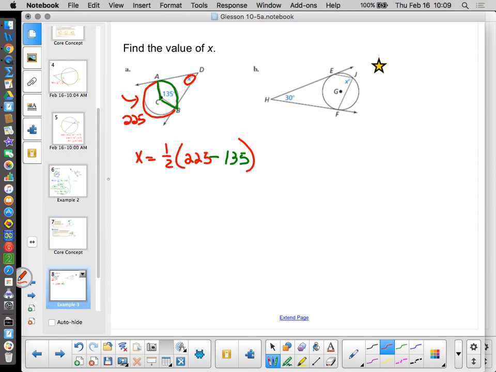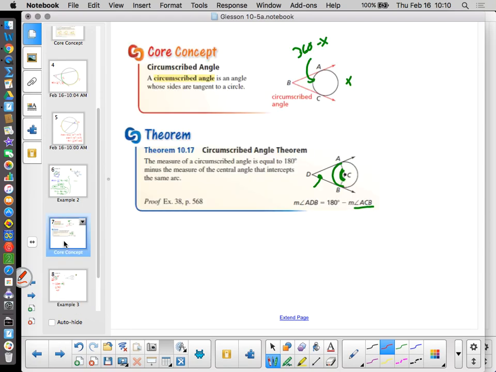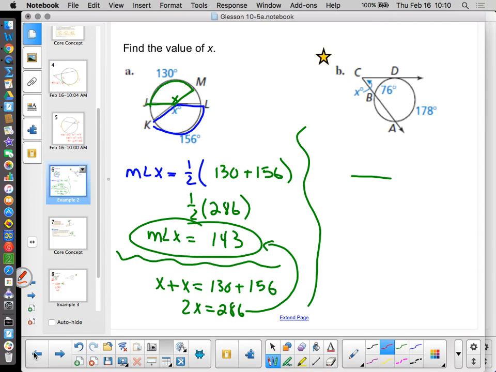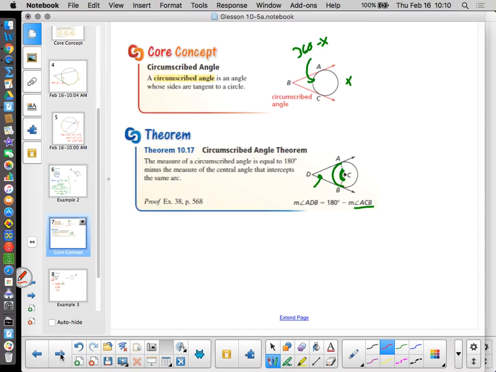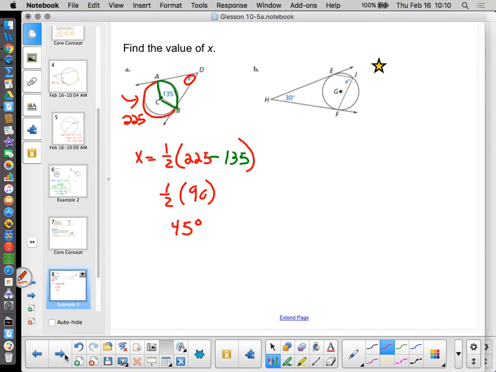And there's my whole formula set up. 225 minus 135 is 90, or 45 degrees. The other thing we could have done there is we could have used that little theorem. It says the measure of the angle is 180 minus the measure of the central angle that intercepts the arc. And sure enough, we've just confirmed that the measure of this is 180 minus the 135.